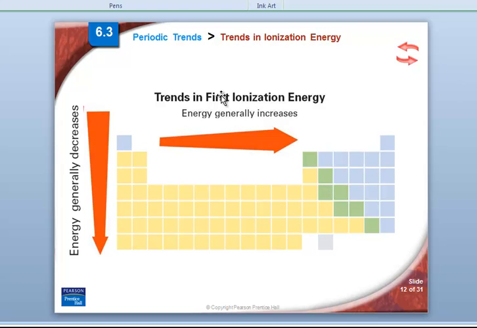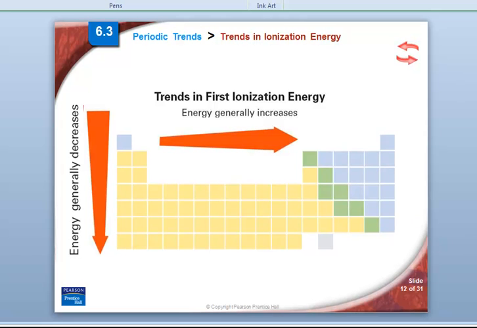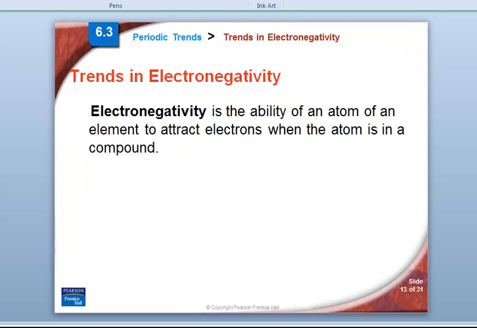So the ionization energy increases going from left to right. Okay, now that's ionization energy. The second concept we got to talk about is electronegativity. Electronegativity is the ability of an atom, of an element, to attract electrons when the atom is in a compound.